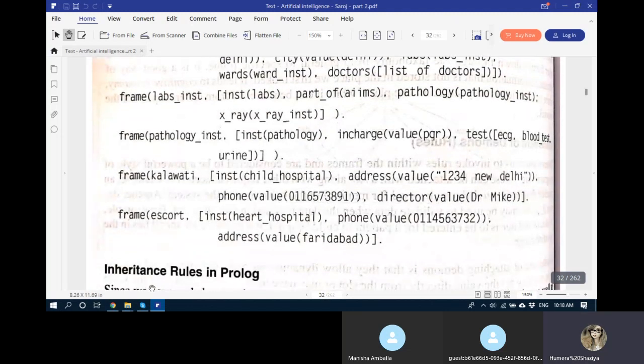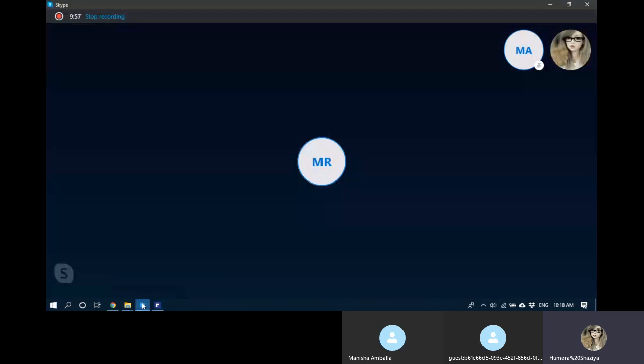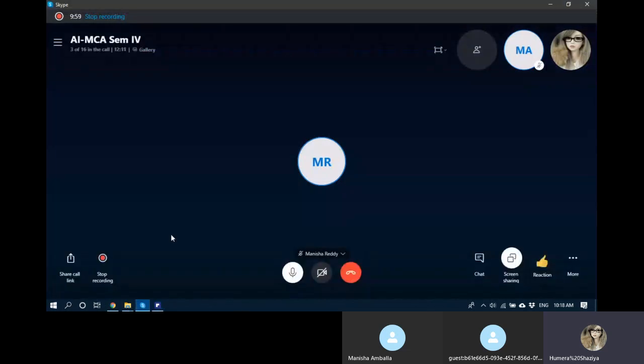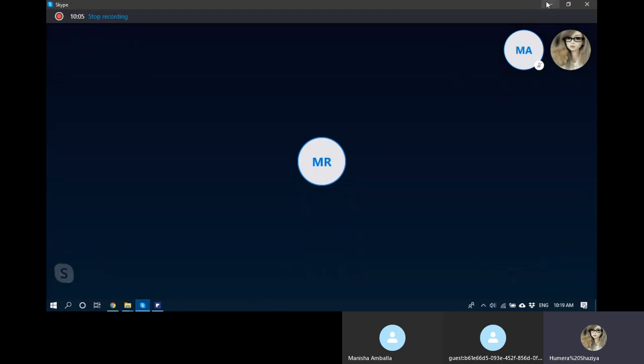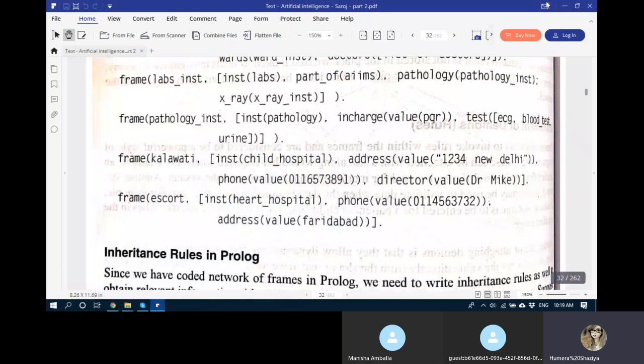Okay, students, who are there in the class? Only Manisha is there, and both my Manishas are there. So do you have any doubt in this topic?